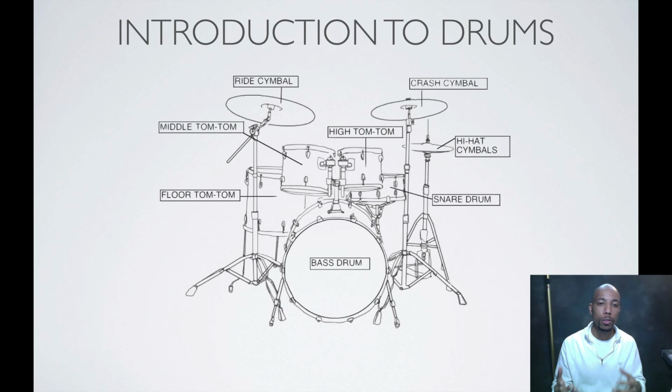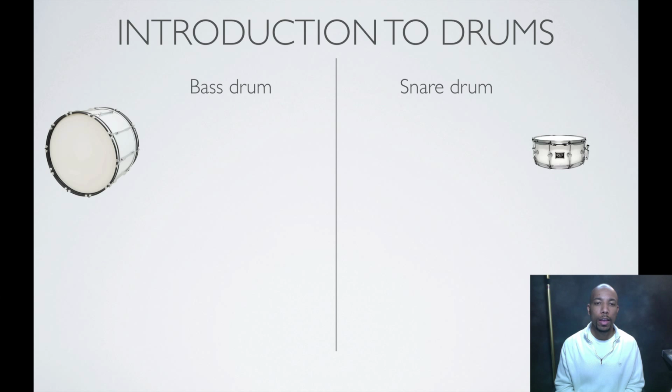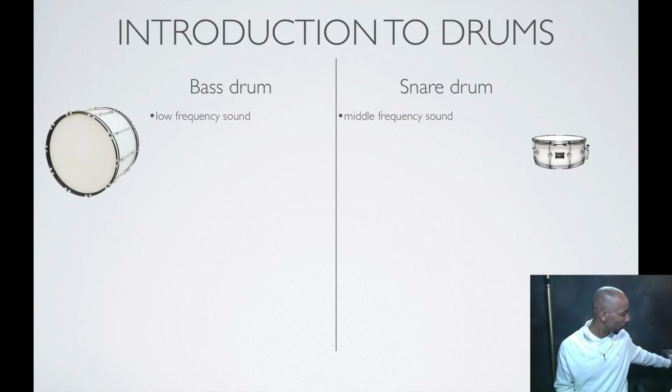There's cymbals, there's tom-toms, the bass drum, the snare drum, and even special cymbals like the hi-hat. And we're going to focus primarily on the bass drum and the snare drum because they form the foundation of any drum beat. So the first thing that we're going to look at is how they compare and what their roles are. The bass drum is a lower sounding sound, and I'm just going to play on the keyboard.